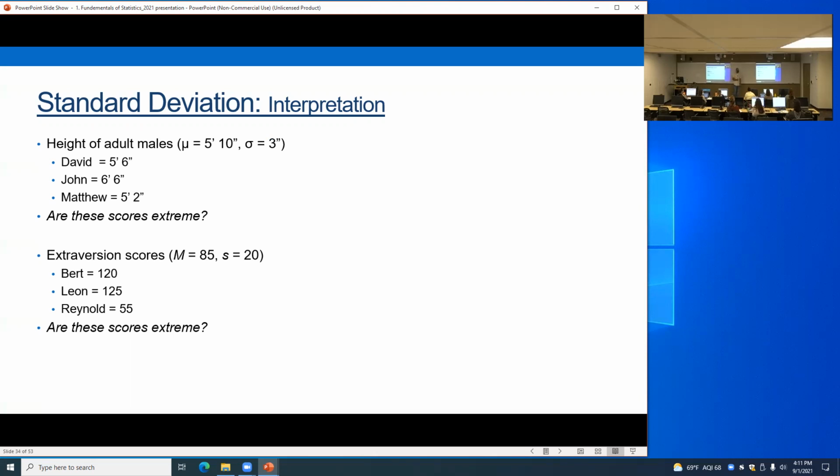Yeah, it's a meaningless number. It contains no informational value, right? You can say Bert might as well have a score of 5 billion. I don't know if that's big or not, right?